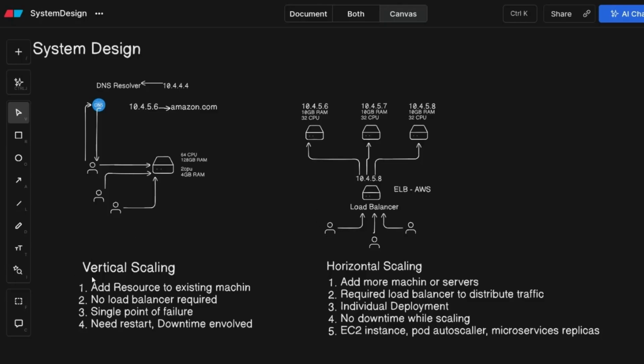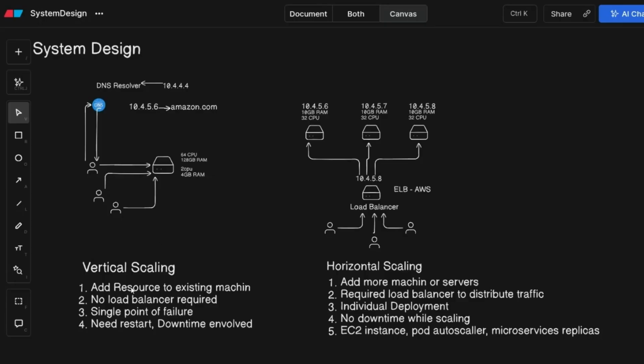If we talk about vertical scaling, we have to add resources to the existing machine. For example, this is the server, up and running 24 by 7, and earlier it had 2 CPUs and 4 GB RAM. To vertically scale, we have to add more CPUs and more RAM to it. So I have made it 64 CPUs and 128 GB of RAM. This is basically known as vertical scaling, adding more resources to the existing machine or server.